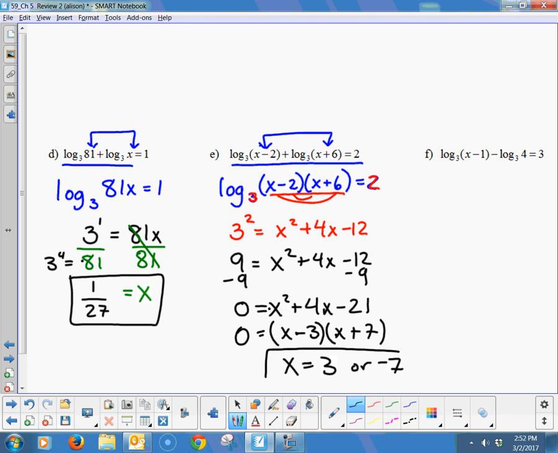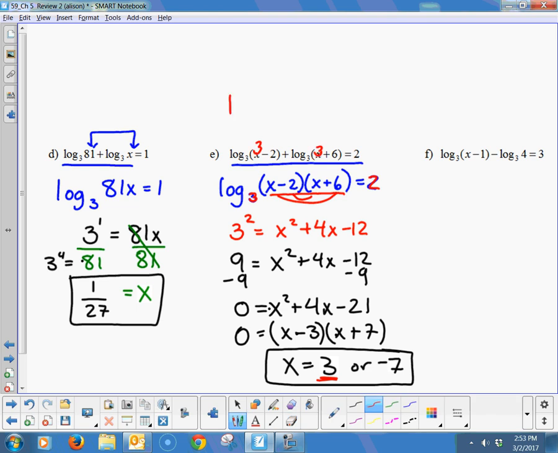Now, even though those are my answers, whenever you have problems with logs in them, you should check to make sure your answers work, and I haven't been doing that. If I plug in 3 for x, let me erase this and plug in 3 for x and check to make sure this works.